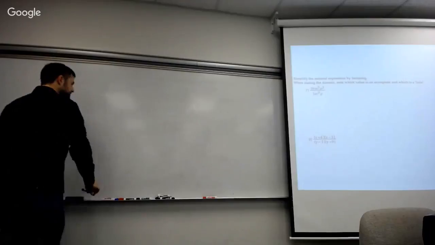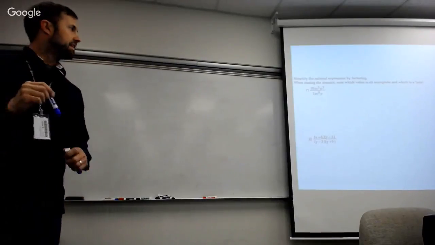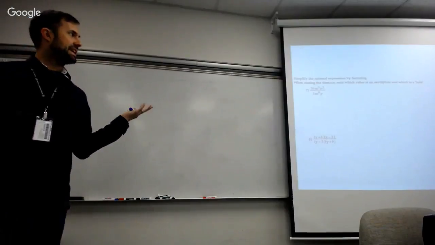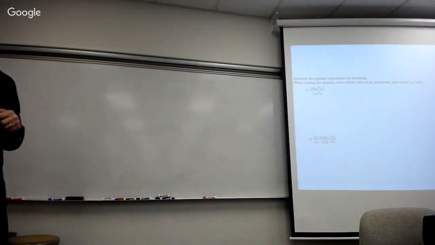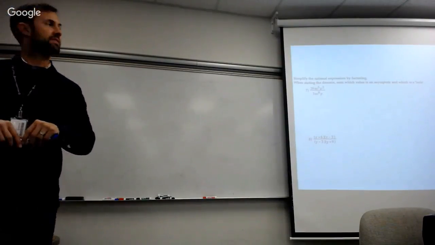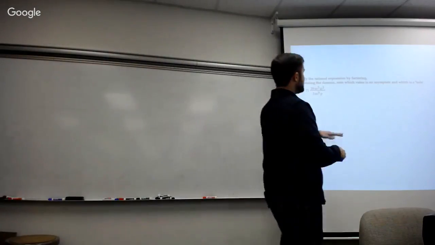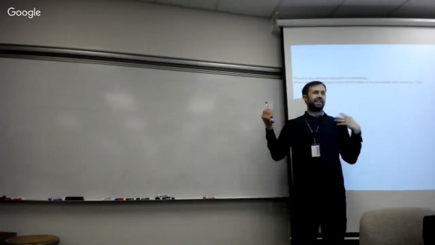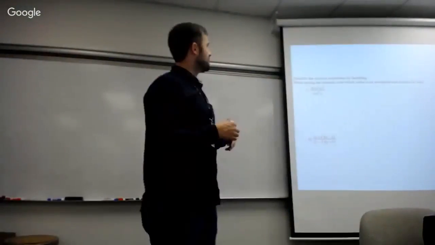Double asymptoted function. That should be part of it. Okay. So the next part just says simplify the rational expression by factoring. When stating the domain, note which value is an asymptote and which is a hole. I have no idea why I put hole in apostrophes, but not the word asymptote. Anyway, as we do these problems, let's note what are holes.